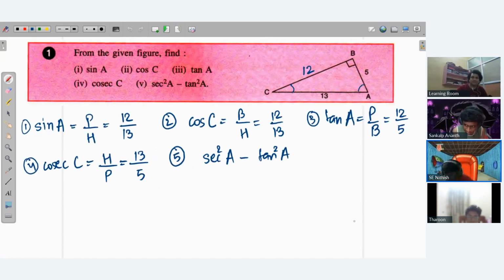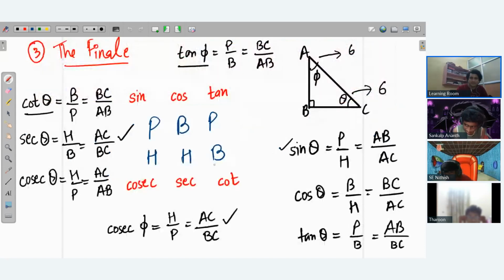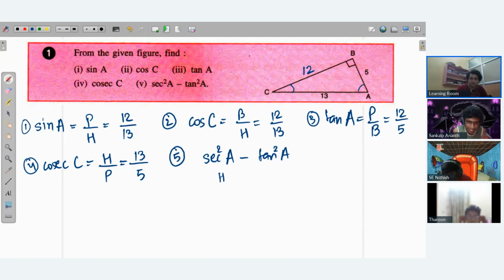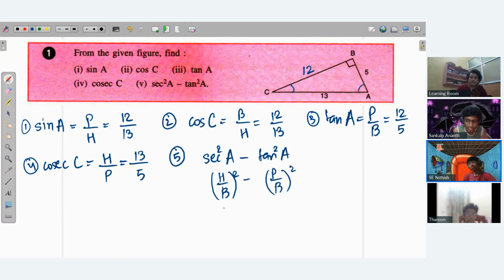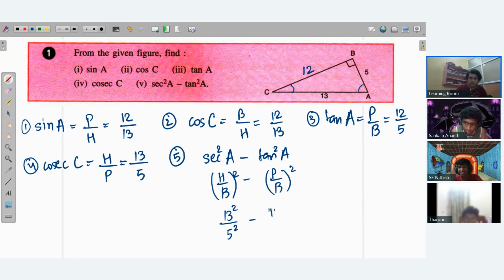I found the answer. It's 1. Sec is hypotenuse over base. Sir, the answer is 1, sir. And tan is perpendicular over base, whole square. I found, so it's one. For A, what is hypotenuse? 13 square, 13 by 5. For everything, base is 13. For A, perpendicular is 12 square. And then they will be 169 minus 144 by 5.